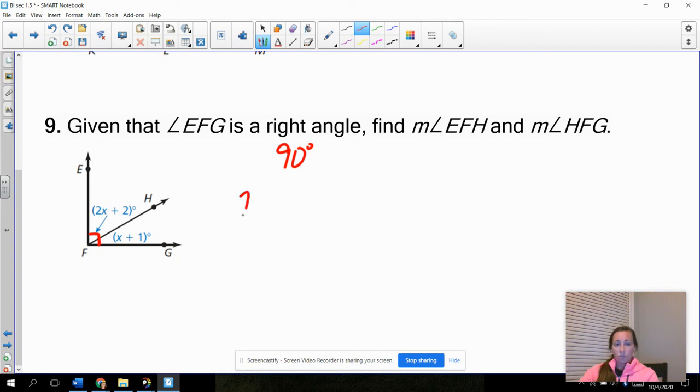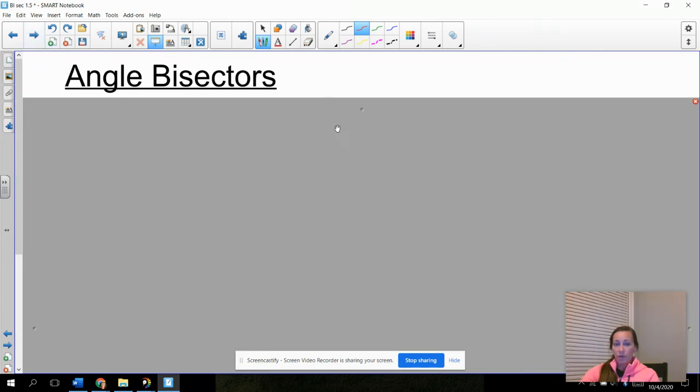So you would say 2x plus 2 added with x plus 1 would have to equal the whole angle of 90. And then again, you're doing some basic combining like terms and solving. Okay, go ahead and pause these videos, give those a try, see if you can get a solution, and then check it, plug it back in, and make sure those add up to 180 or actually add up to 90.